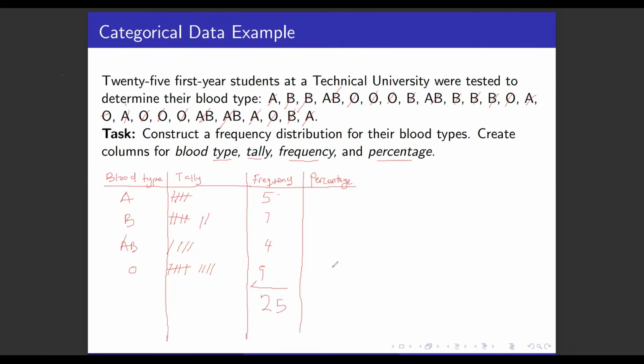Now the question is asking us to also create a column for percentage. So we have to fill in this percentage column. To find the percentage, you will take each of these specific frequencies, divide it by the total frequency, and multiply it by 100.